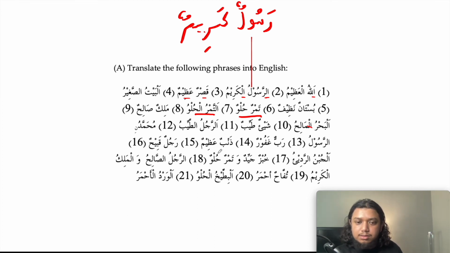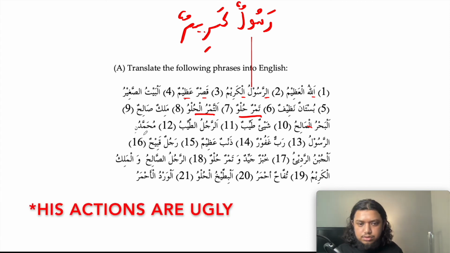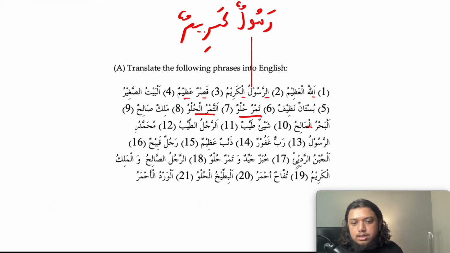Dhanbun Azim, a great sin. Rajulun Qabih, an ugly man, or it can mean a bad man. Yani he's qabih, he's ugly by virtue of his sins that he has committed. Al-Jubn al-Radi, the bad cheese. So the cheese might have gone off, it might have gone stale, therefore it is the bad cheese.